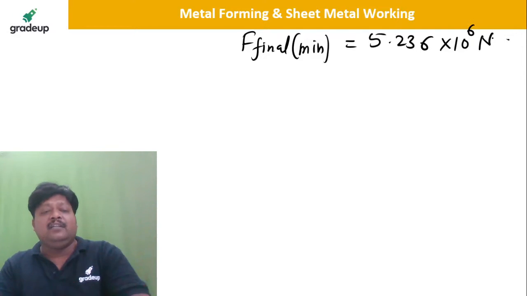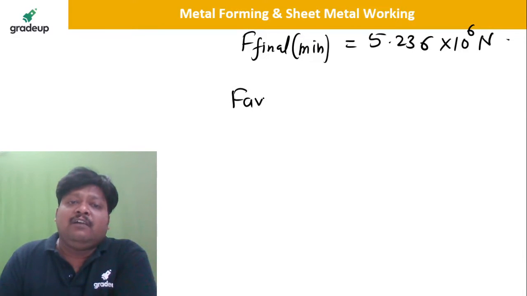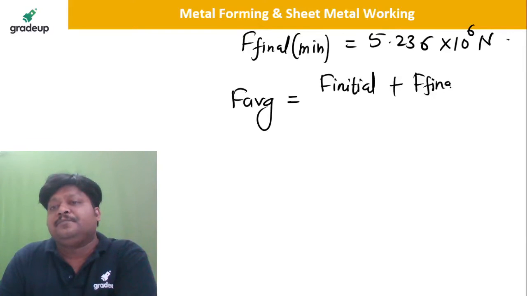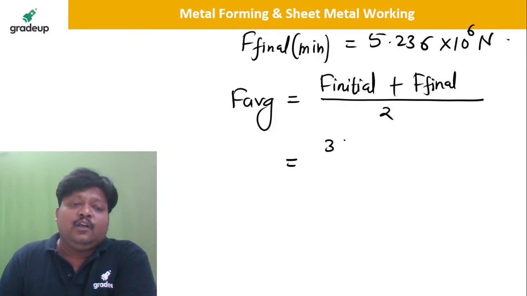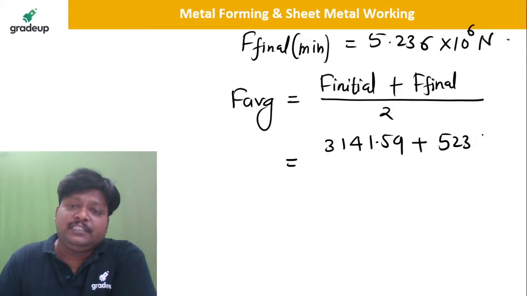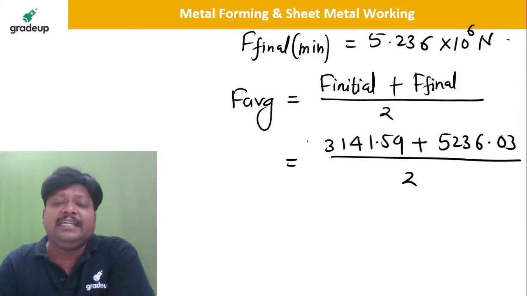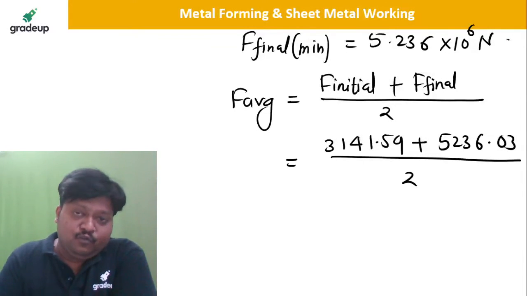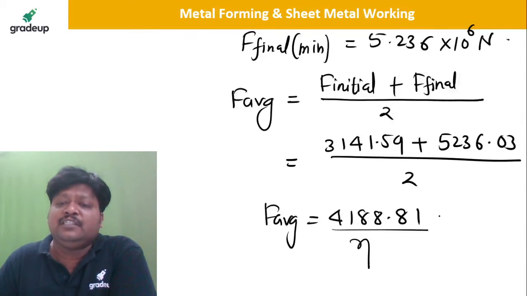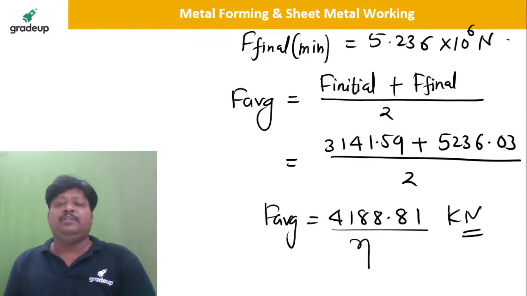Okay, when you get this initial and final minimum force, then you will get the actual or average force. F average is F initial plus F final, which are minimum, divided by 2. So it will be 3141.59 plus 5236.03 divided by 2, in kilonewton. It will be 4188.81 kilonewton, F average. And if a forging efficiency is given, you can simply divide by the efficiency, and you will get the actual. So this is in kilonewton. I hope it is clear.